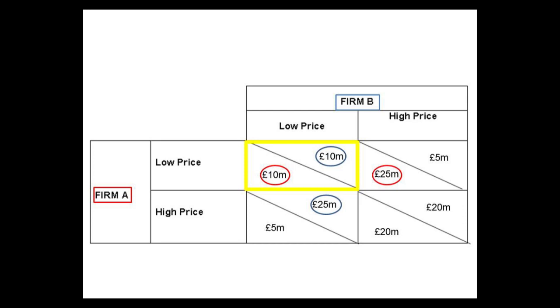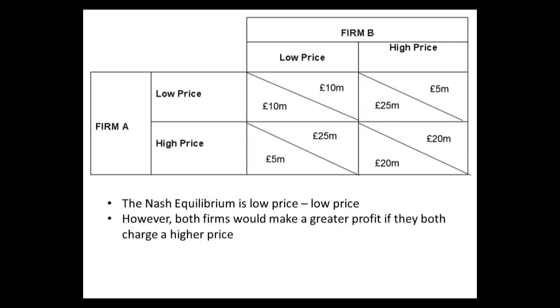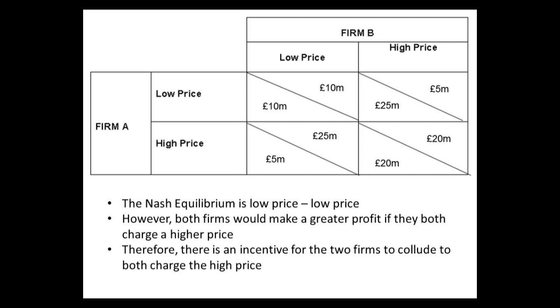We can analyse this as follows. So the Nash equilibrium is low price, low price. However, both firms will make a greater profit if they charge a high price. Both firms will make 20 million rather than 10 million. What that means, and this is the key takeaway from this game, is that there's an incentive for the two firms to collude or work together somehow to both charge the high price.